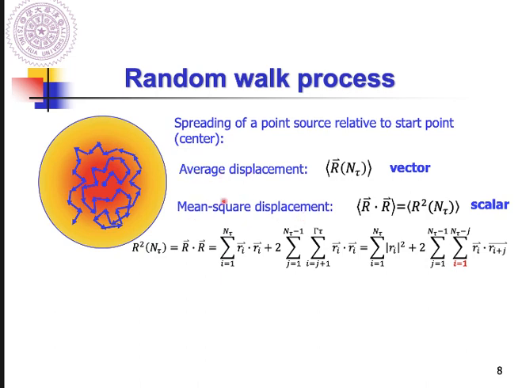We introduce two terms. The first one is the average displacement. You just consider the average of all capital R together, so you get the average displacement. This one is also a vector. So for a random walk, if you deal with the vectors, the results in both cases will equal 0.